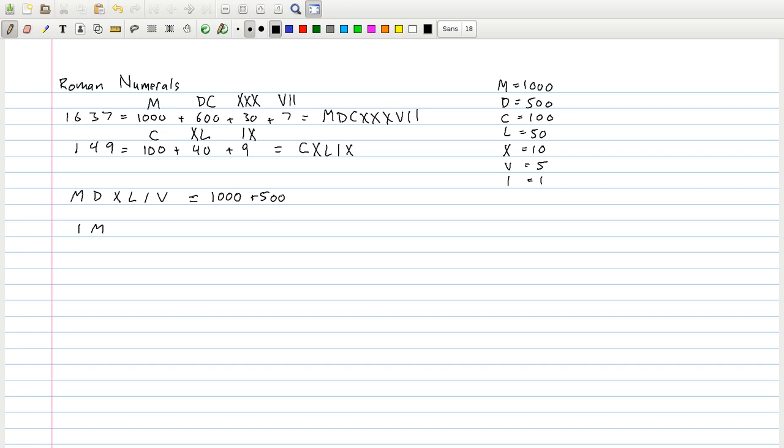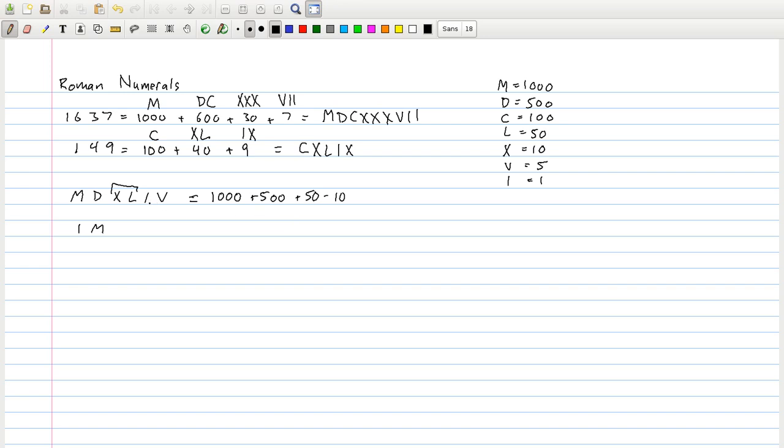After the D, we have an X and an L. Well, the X and the L are in the wrong order. See, X is smaller than L is. So I know that this means we're going to have a subtraction. We're going to have the L symbol subtract the X symbol. So this will be 50 subtract 10.